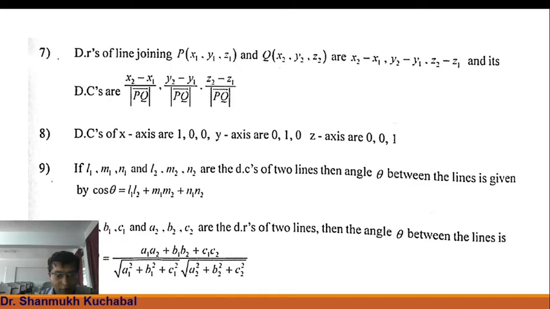Now the 10th point: if A1, B1, C1 and A2, B2, C2 represent direction ratios of two lines, then the angle theta is given by the following. In the theory class we have derived it, and here you have to remember this formula. Cos theta is very simple: A1 A2 plus B1 B2 plus C1 C2, divided by the square root of the magnitude of the first vector, that is A1 square plus B1 square plus C1 square, and the magnitude of the second vector, the square root of A2 square plus B2 square plus C2 square. Like this you have to remember.